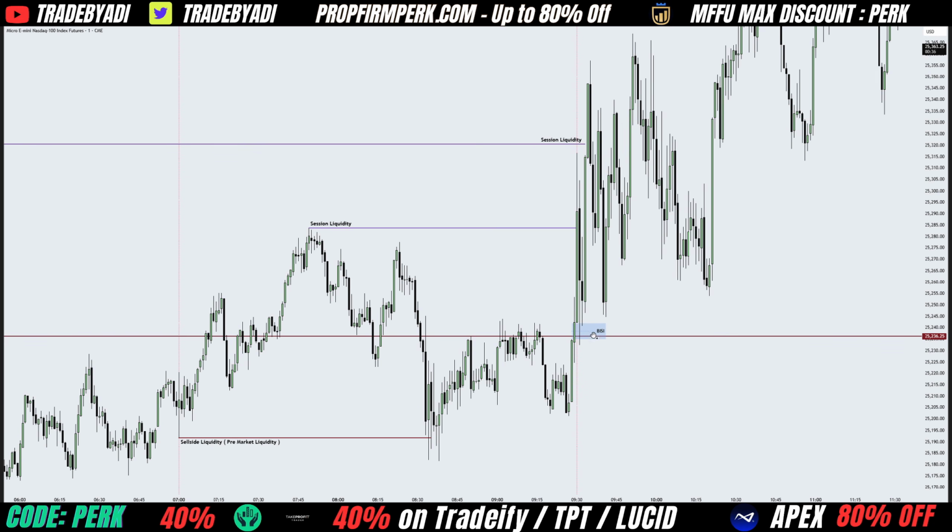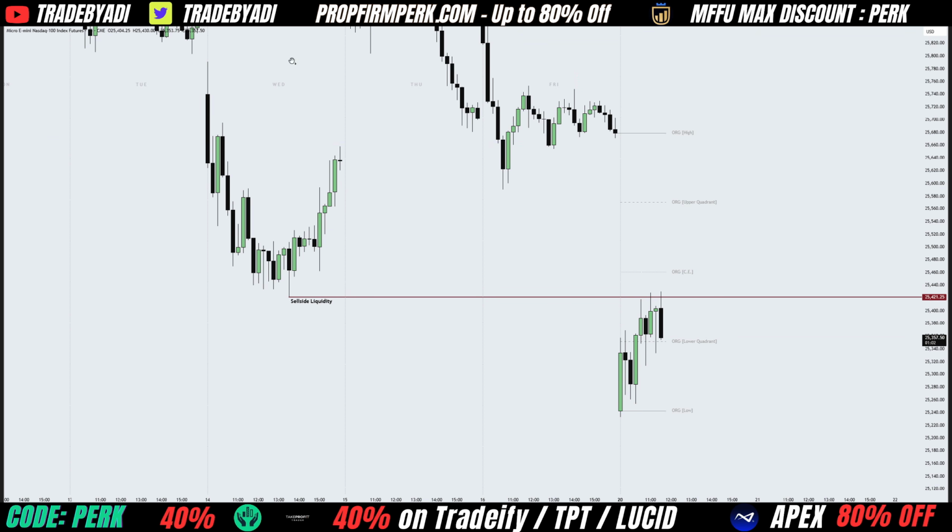This fair value gap is important because it is also aligning with the breaker. And what 9:30 has done, it tapped into this fair value gap and went to the pre-market high, and this is the London session high. And after that, you can see you are not going to trade this market. Otherwise, you are going to lose your account and you will be in a drawdown or overtrade. That is the reason I don't trade the AM session completely.